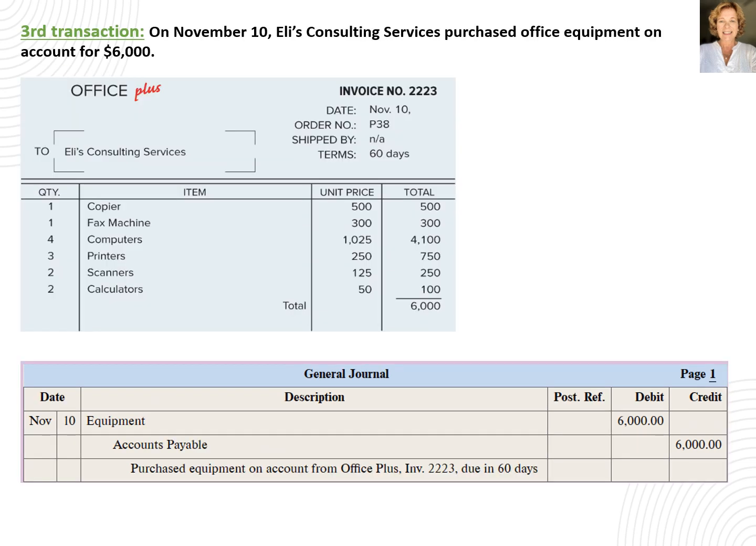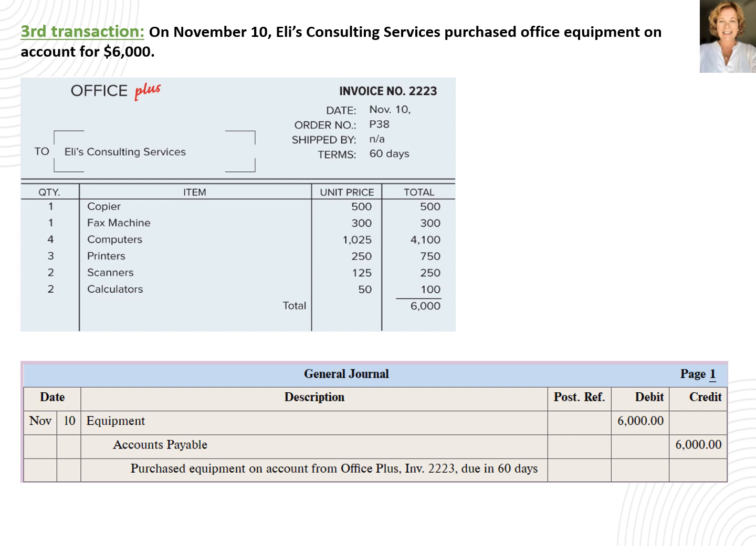On November 10th, Eli's Consulting Services purchased office equipment on account for $6,000, and we have the invoice here from Office Plus. The invoice shows an invoice number, date, order number, shipping and payment terms, the name of the buyer, and item details for what was purchased. This invoice shows the right level of support.